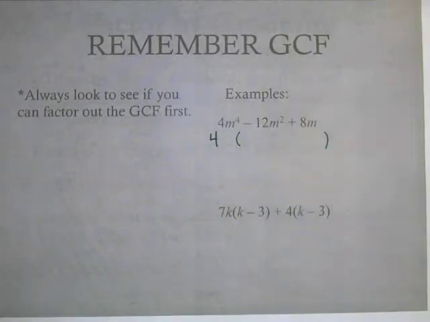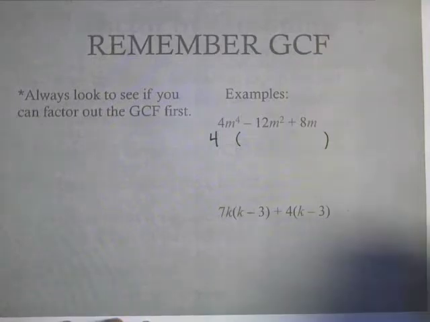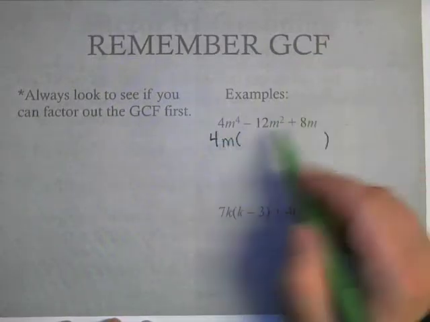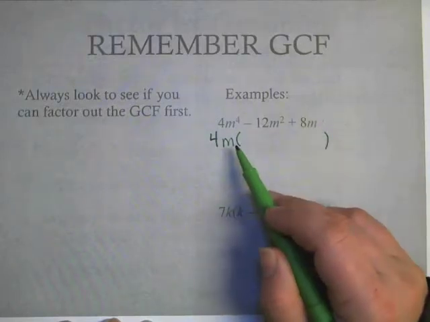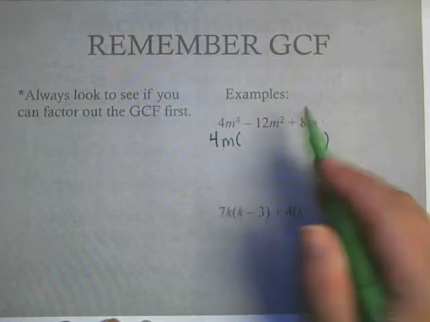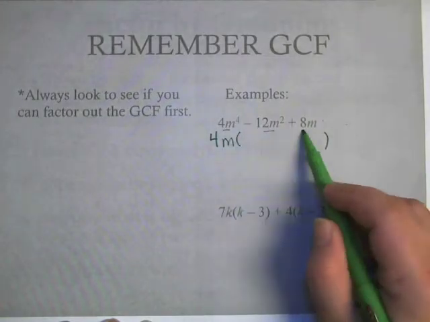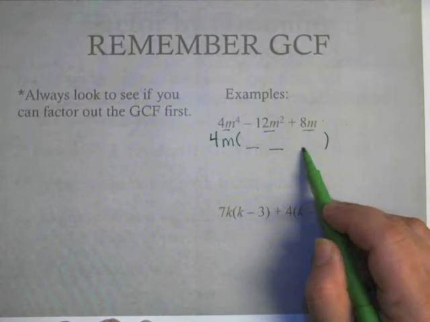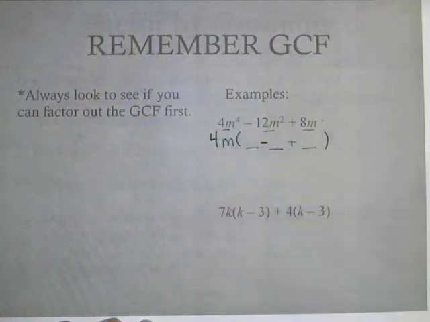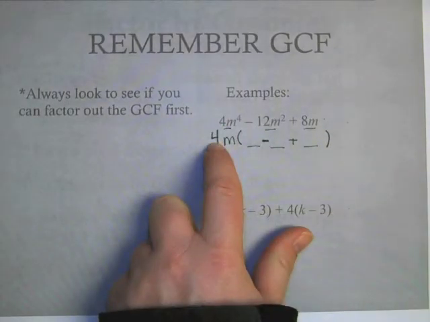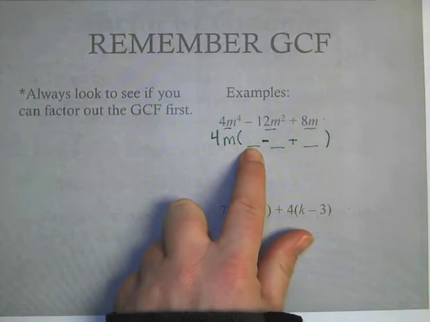Now, the same thing, we're going to look for the variables. The variable m is in common with all three of those terms. So we bring out m, and since we have m to the fourth, m squared, and m to the first, remember we bring out the smallest exponent, so it'd be 4m. Now we started with 3 terms, so that means we have to have 3 terms inside here. We just drop down the minus and the plus there. And then remember, we're dividing it out. So 4 divided by 4 is 1. I don't have to write the 1 there.